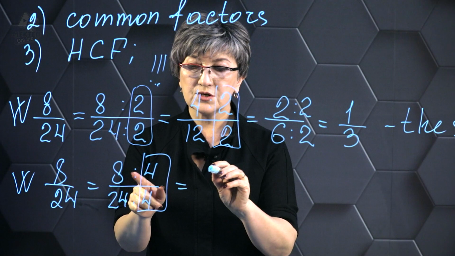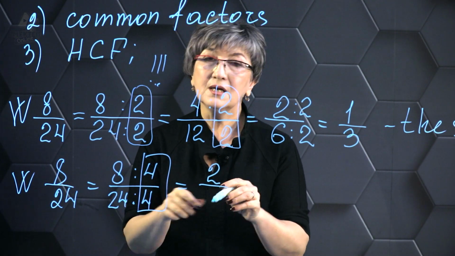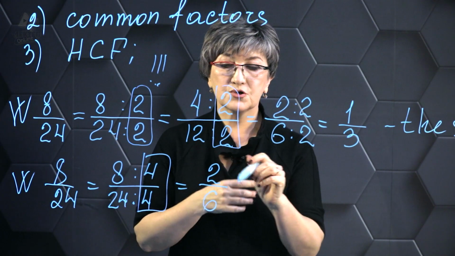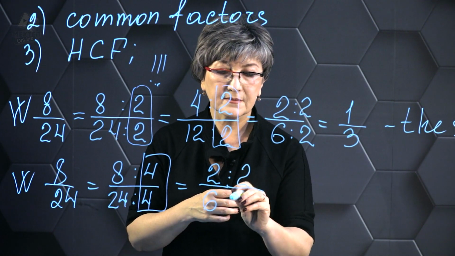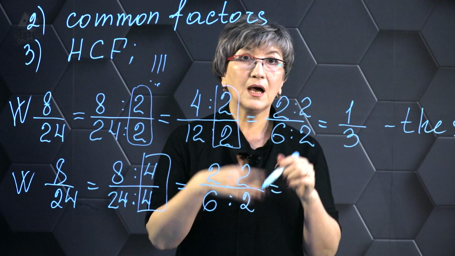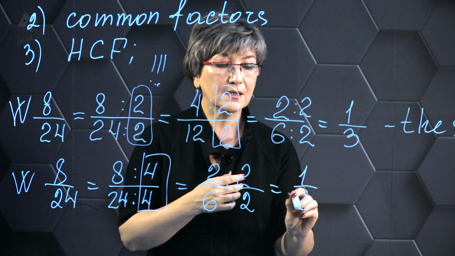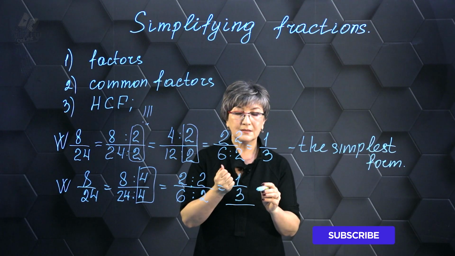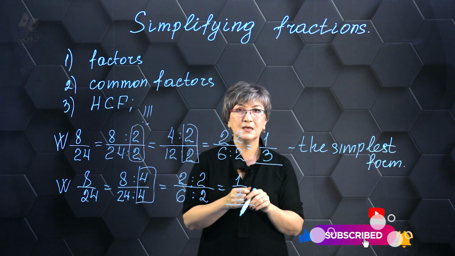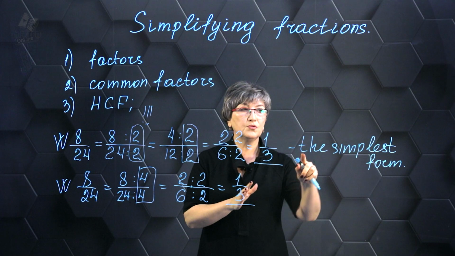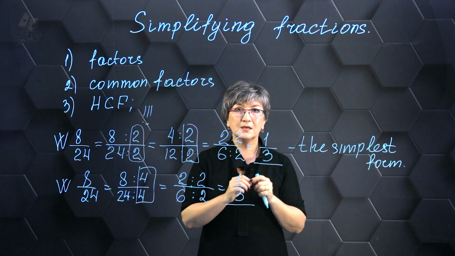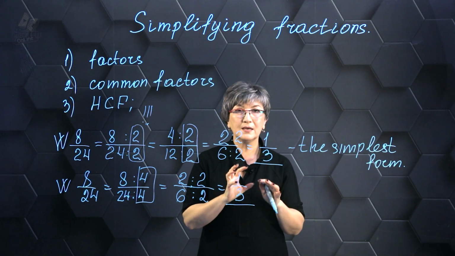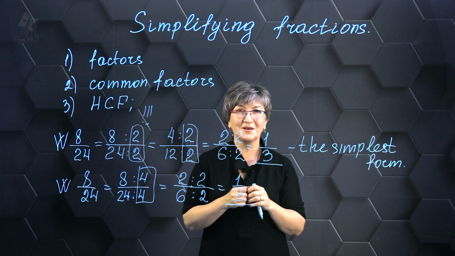And then I get 8 divided by 4, it will be 2. 24 divided by 4 is 6. And once more it can be decreased by 2. And consequently, we will once more obtain the fraction 1/3 as the final outcome. Pay attention, here is the answer 1/3. And this will also be an irreducible fraction. Thus, you have the flexibility to choose any algorithm for the purpose of reducing fractions to their simplest form.